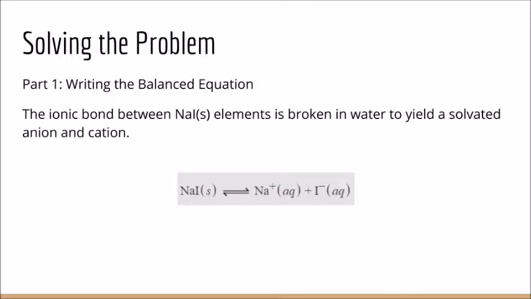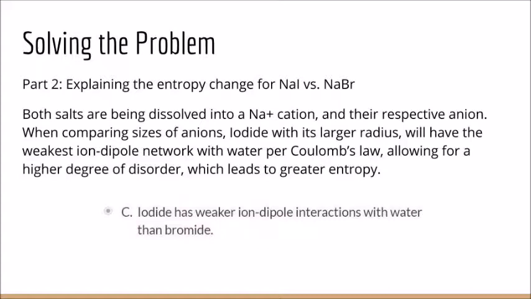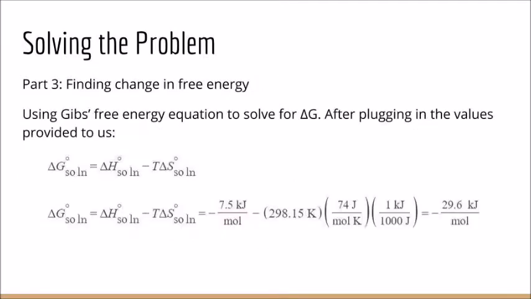Solving the problem. Part 1. Writing the balanced equation. We're dealing with the dissolution process. The ionic bonds are being broken within sodium iodide, yielding us a solvated cation and solvated anion. Part 2. Explaining the entropy change. Both salts are being dissolved into a sodium cation and their respective anion. When comparing sizes of the anions, iodide with its larger radius will have the weakest ion-dipole interaction with water per Coulomb's law, allowing for a higher degree of disorder, which leads to a greater entropy.